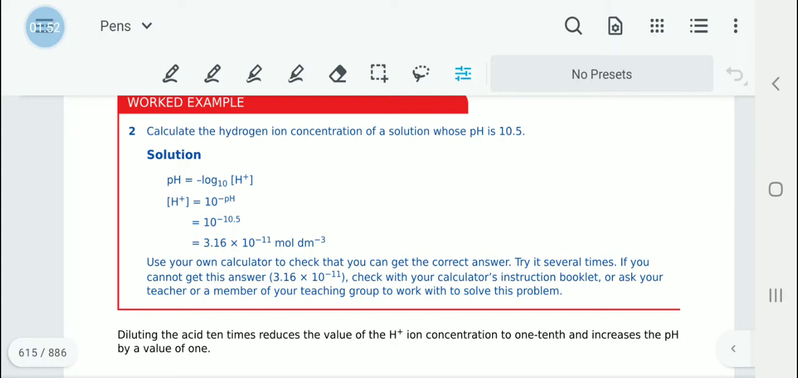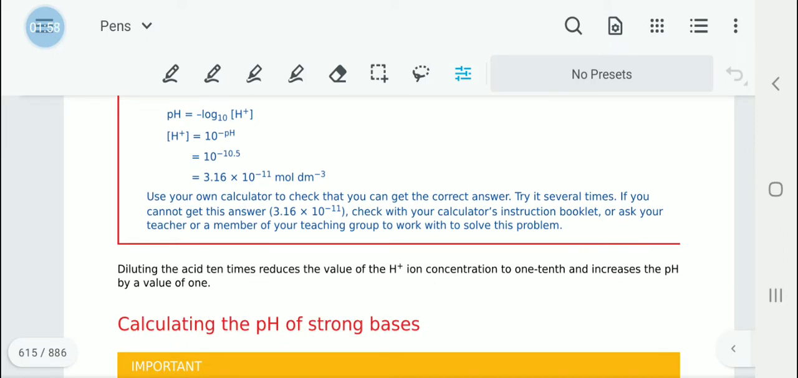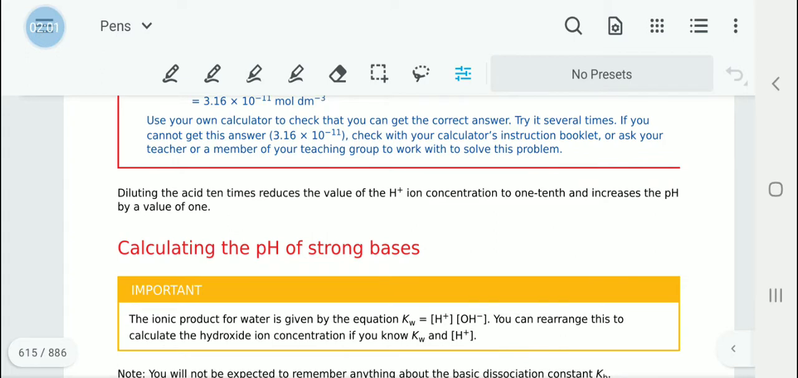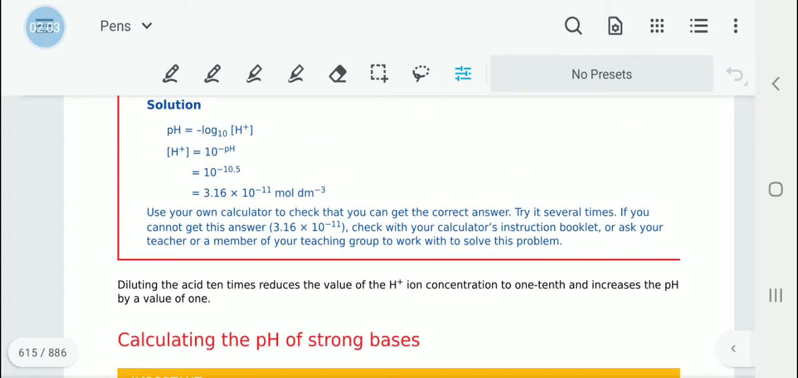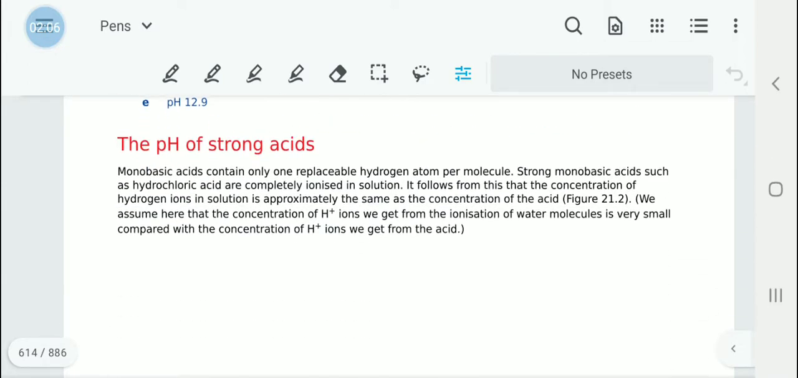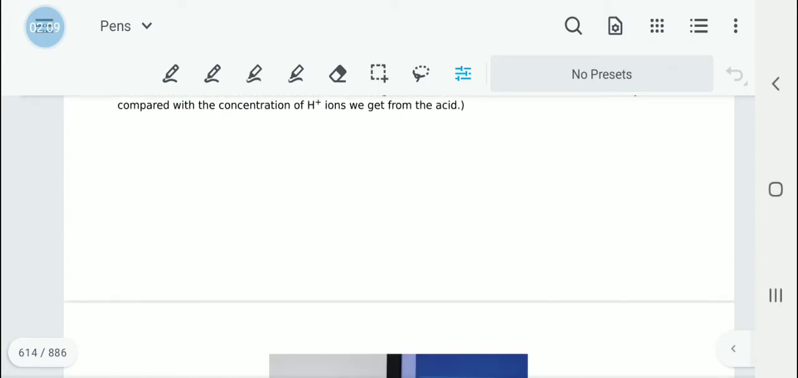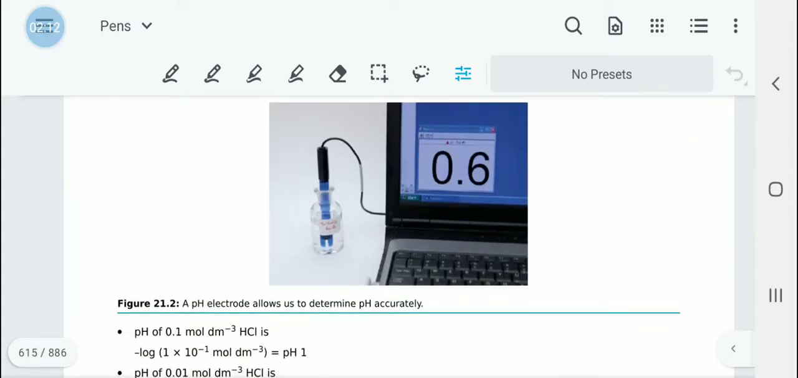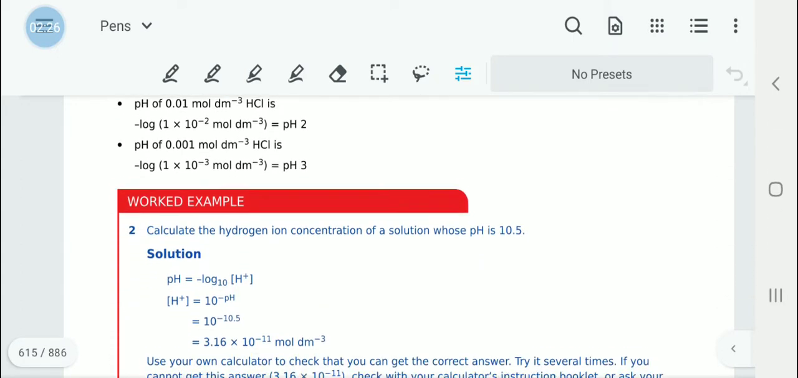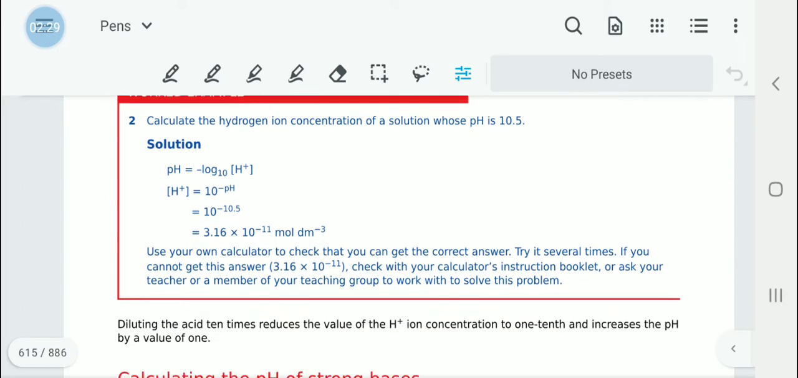Then, if you are completely okay with it, write down a note on this. The pH of a strong acid can be calculated by assuming that its H plus ion concentration is equal to the concentration of the acid. We do not consider the H plus ion concentration of water for this.